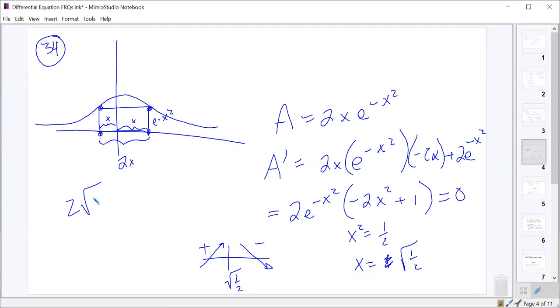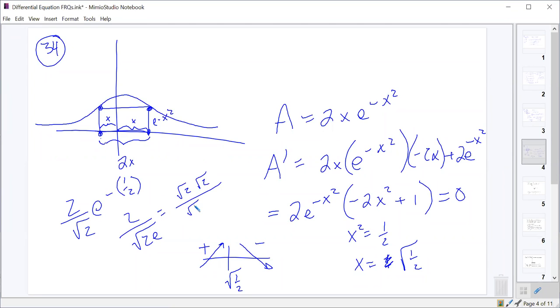2 times the square root of 1/2, which I'm just going to start writing as 1 over root 2. And then e to the negative, and the square root of 1/2 squared is 1/2. So we have a root e also in the denominator, so 2 over root 2e, which of course doesn't look like any of our answer choices, so we'll have to rewrite that. We should be able to note that 2 is root 2 times root 2, and this is root 2 times root e. Cancel those out, and you get root 2 over e, which is answer choice A.